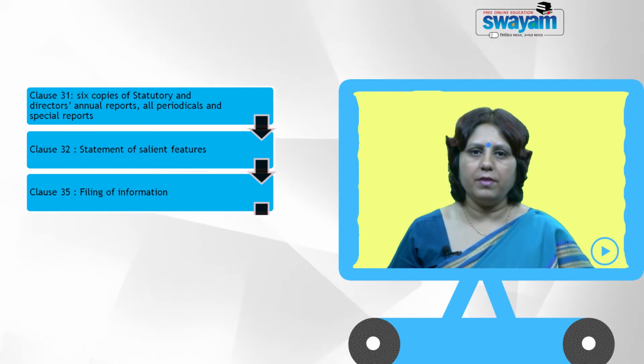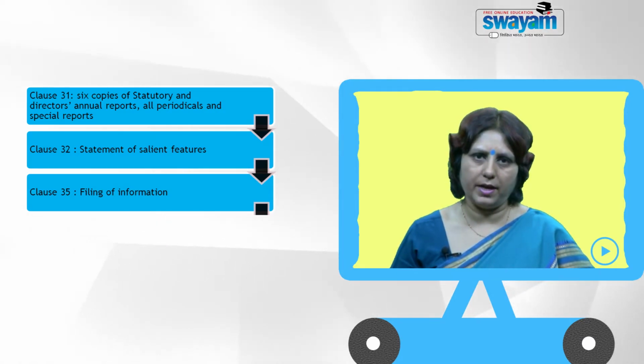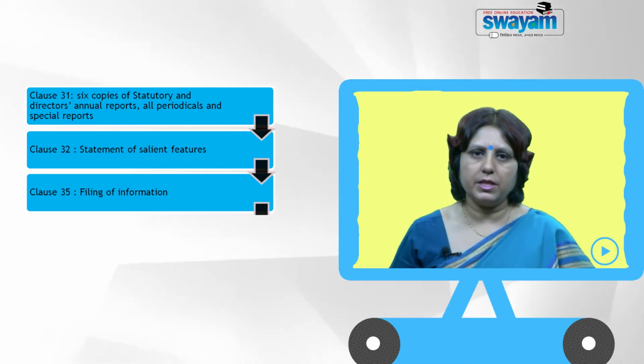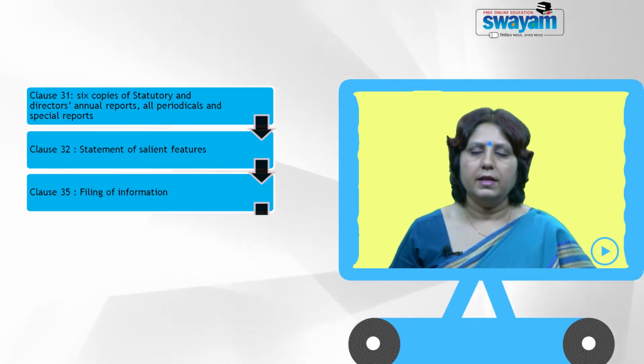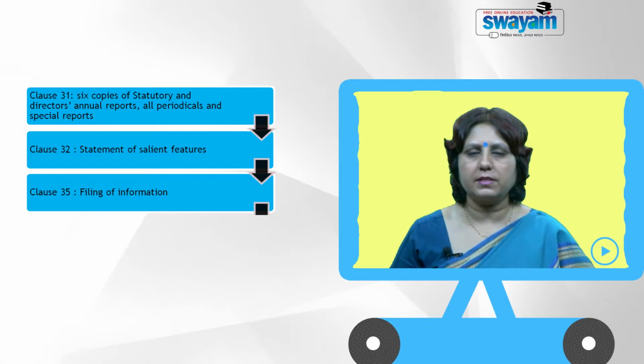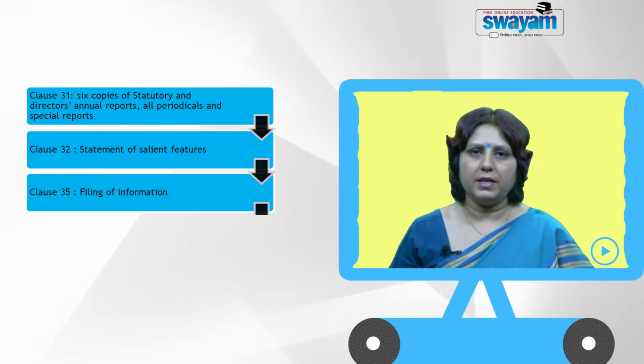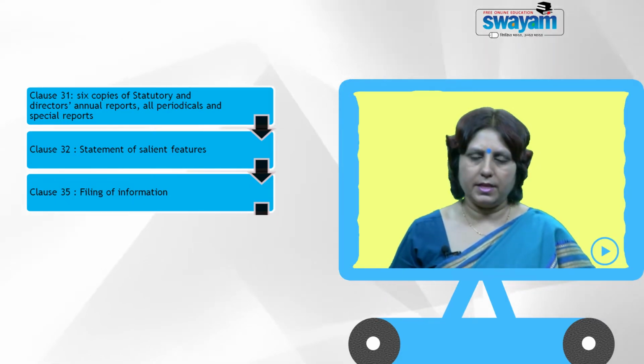Now clause 35 is about filing of information, where the company has to file information with the stock exchange showing the shareholding pattern, the details of locked-in shares, depository receipts, and patterns of the shareholding. This has to be informed.